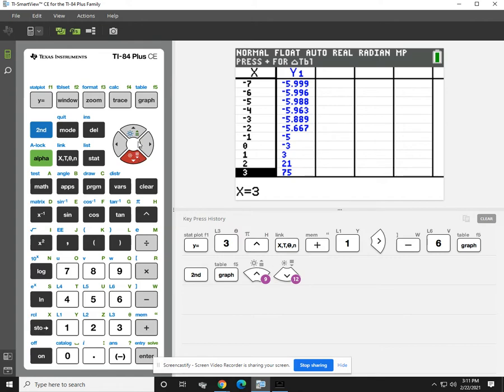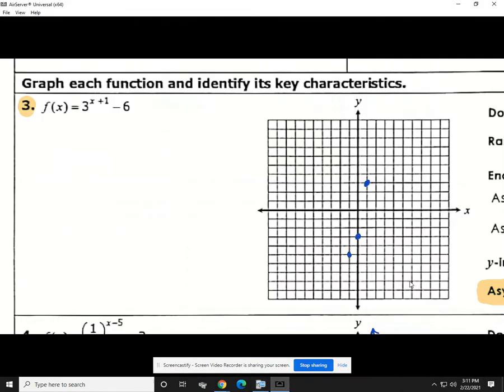So here's some important points to consider. -1, -5. I'm going to mark that one. I'm going to mark 0, -3, which is not only important for my graph, but also important because that's my y-intercept. Then I've got 1, 3. And that's about all that will fit on here. So let's go back to our paper and let's draw this. Remember, this thing cannot go past -6. That's the asymptote. But then it curls up through these points and it goes on off as it goes upward.